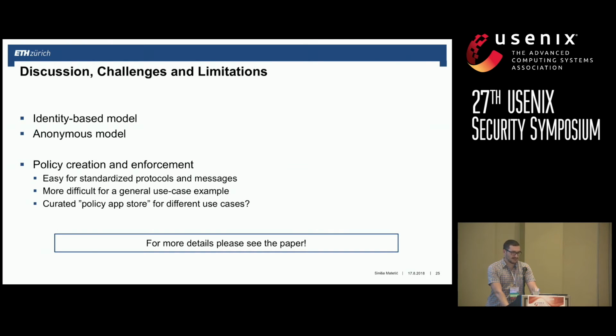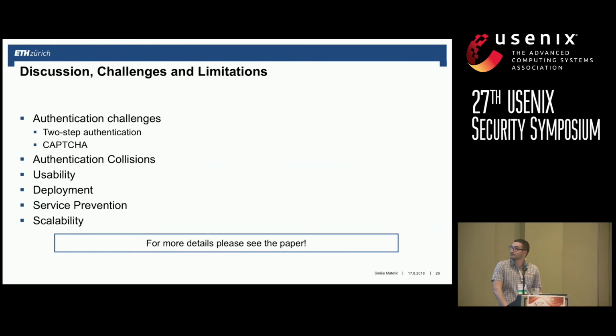I'm a bit over time now, so of course there are a lot of discussions, challenges, and limitations about this scheme and model to present. I would encourage you, if you're interested, to see more details about different models of deployment, how policies could be created and enforced, and also about authentication challenges, what can be done there. If you have two-factor authentication, things like CAPTCHA, what about authentication collisions, usability, deployment, what if the service wants to prevent the usage of such a system, scalability, and so forth.